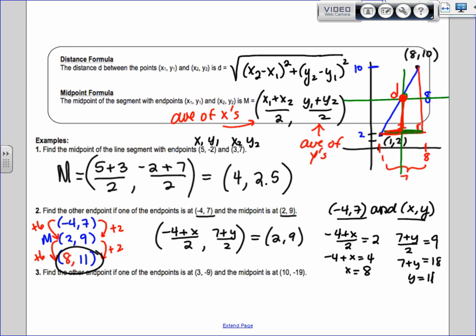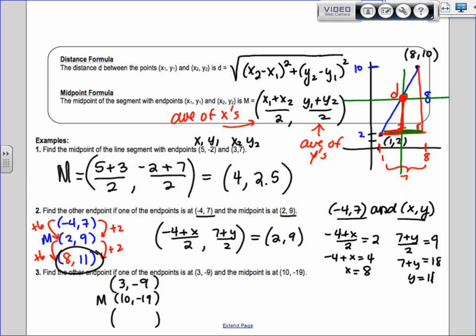Okay, so number 3 says find the other endpoint if one of the endpoints is 3, negative 9, and the midpoint is at 10, negative 19. So let's set it up with the shortcut. I have 3, negative 9. The midpoint is going to be between them. It's going to be 10, negative 19.